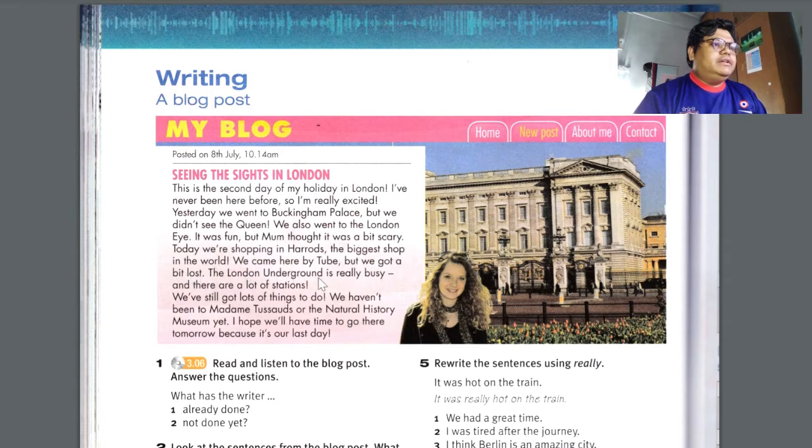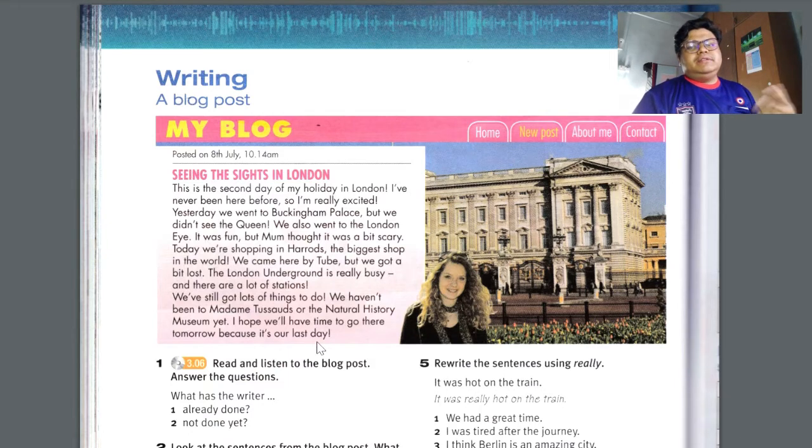The London Underground is really busy and there are a lot of stations. We have still got lots of things to do. We haven't been to Madame Tussauds or the Natural History Museum yet. I hope we'll have the time to go there tomorrow, because it's our last day.